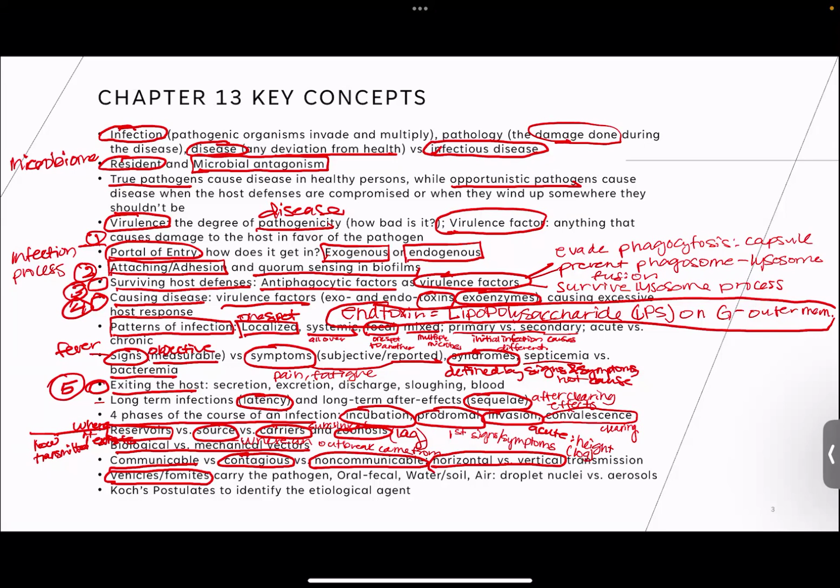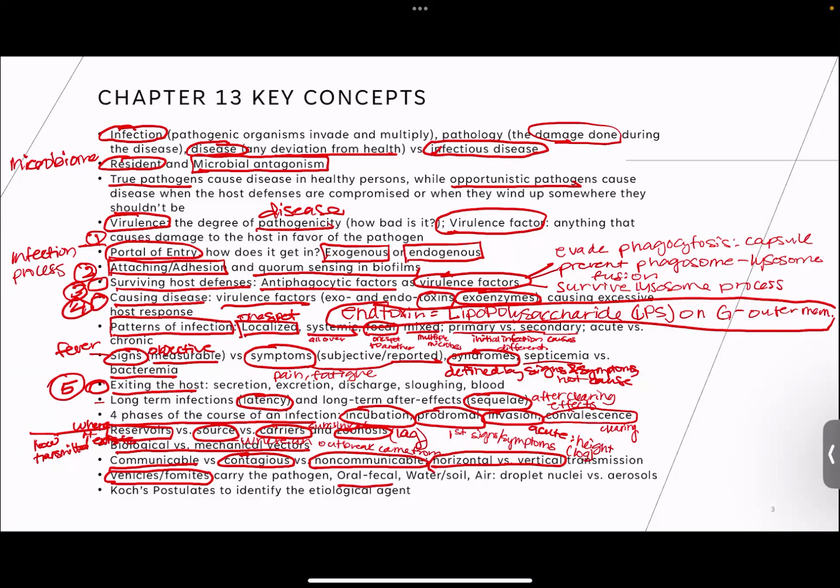Obvious ones are like keyboards, doorknobs, pens, things like that. Those are fomites. So fomites are inanimate objects that can help with the transmission of a disease, but they themselves are not infected. They're not a source of the infection, right? They're just a means of transmitting it.